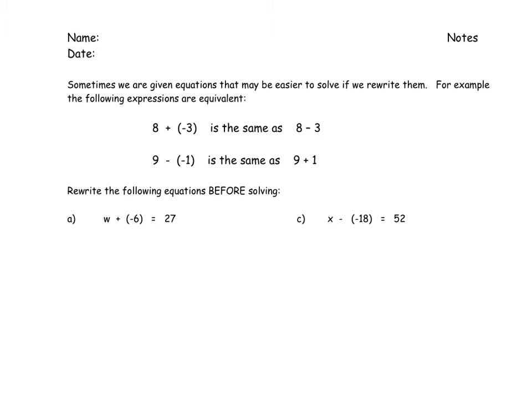Hello. Today I'm going to show you a method to work with equations that have double signs, because sometimes we're given equations that may be easier to solve if we rewrite them. For example, the following expressions are equivalent. 8 plus negative 3 is the same as 8 minus positive 3. And 9 minus negative 1 is the same as 9 plus 1. So we're going to use this knowledge to rewrite the following equations before we solve them.